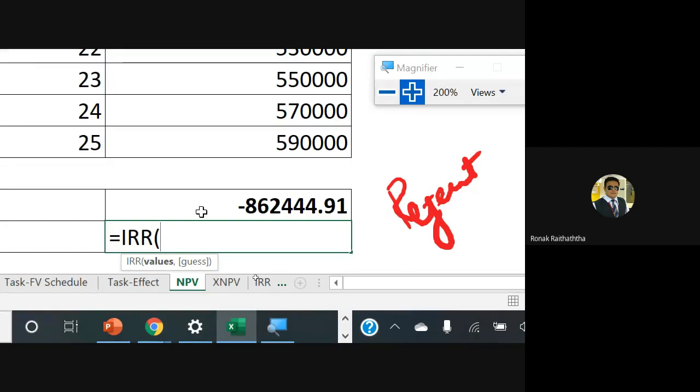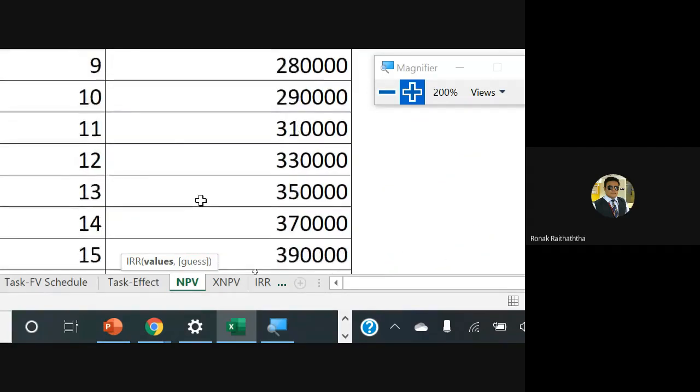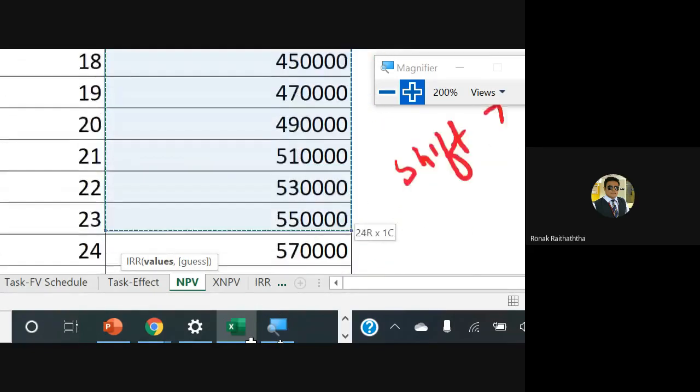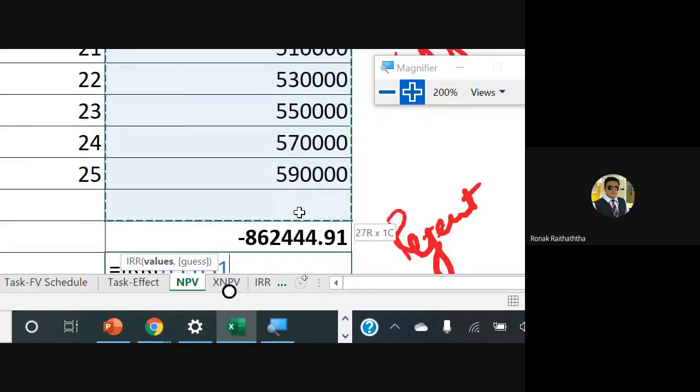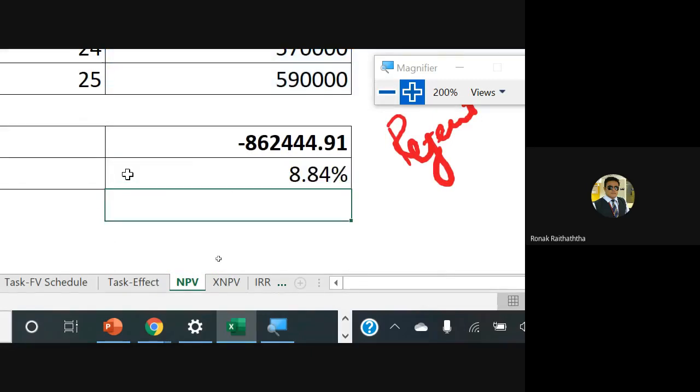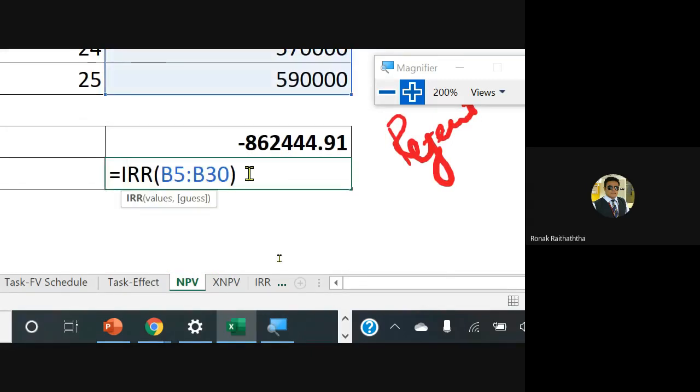IRR is absolutely easy. In IRR you will have to just select all the inflows and outflows right from the first to the last one. That's as simple as that. I'm selecting it right from the first to the last one. Closing the bracket, pressing enter. Very simple. Very simple like this.